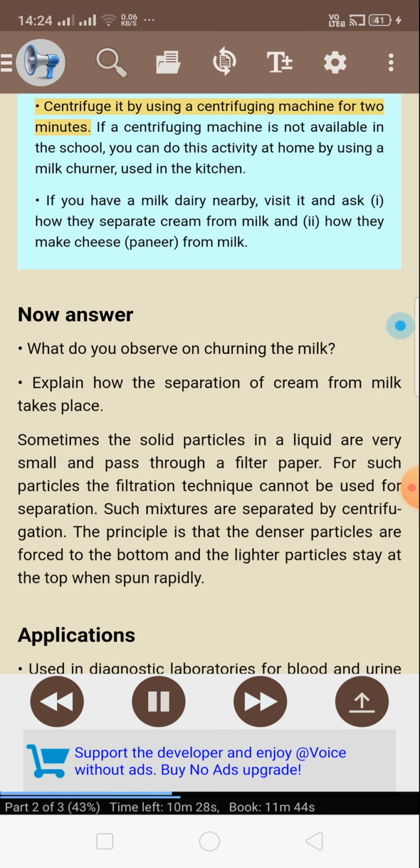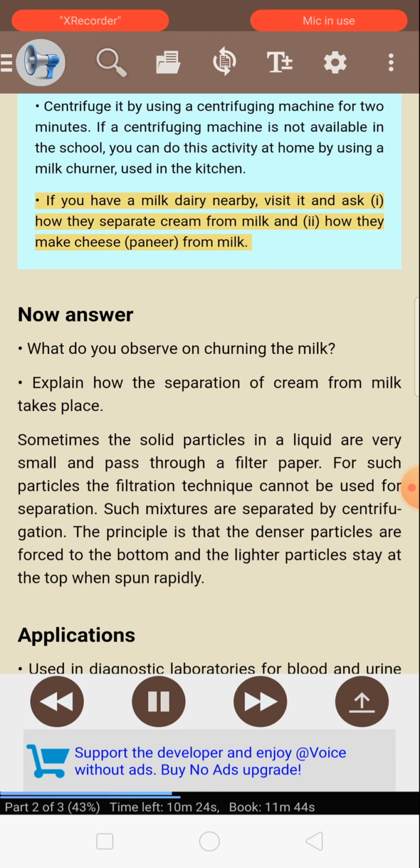Centrifuge it by using a centrifuging machine for 2 minutes. If a centrifuging machine is not available in the school, you can do this activity at home by using a milk churner used in the kitchen. If you have a milk dairy nearby, visit it and ask how they separate cream from milk and how they make cheese, paneer from milk.